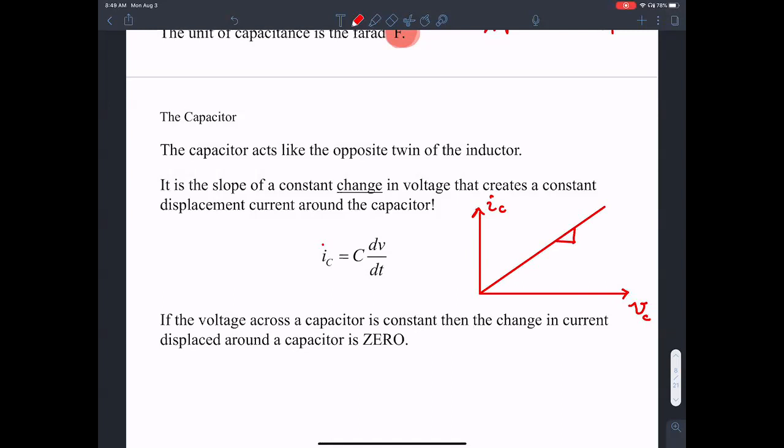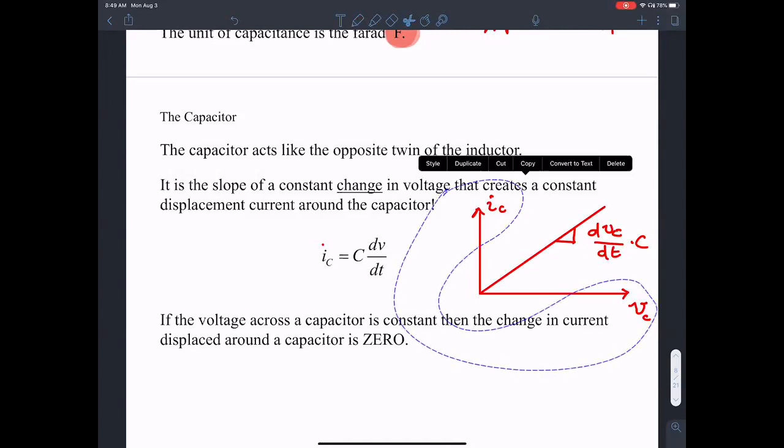This slope, dVc by dt times some constant C, gives me the constant current. So in other words, for a capacitance to have a non-zero current, I have to have some kind of change in voltage.